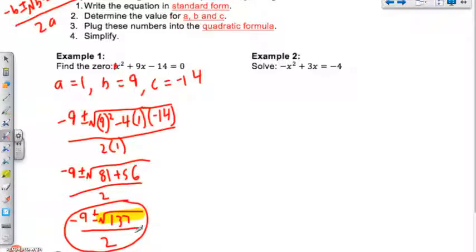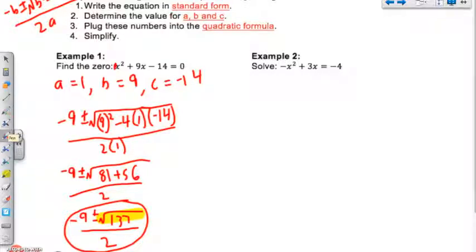all over 2. Now when you're doing an application problem, as you'll see when Ms. Blaylock does the application video, we will go ahead and take this to a decimal. But when we are just solving these naked problems, as you will, problems that have no context or anything like that, then we're just going to go ahead and leave this in the simplified form with the radical right here.